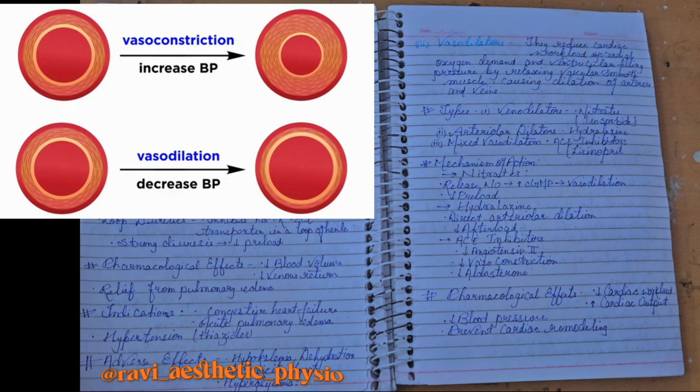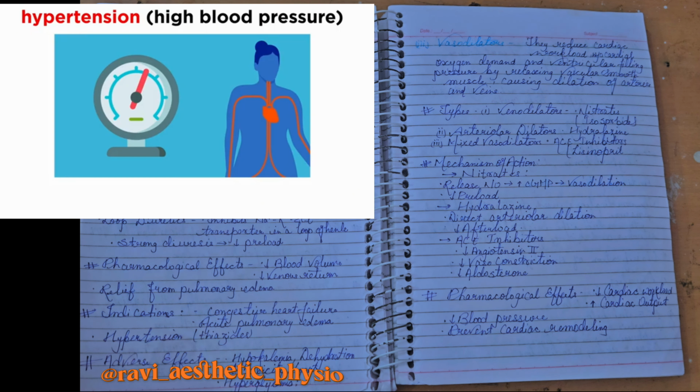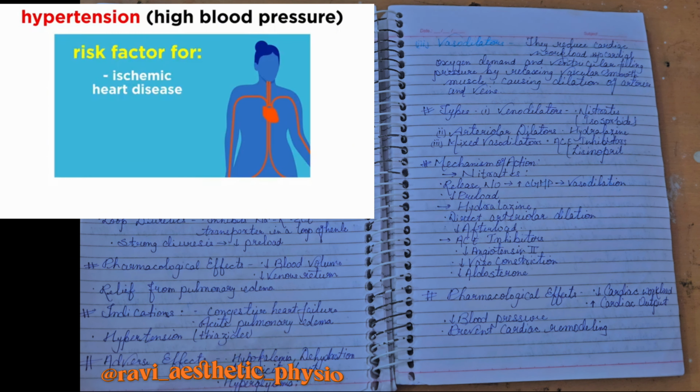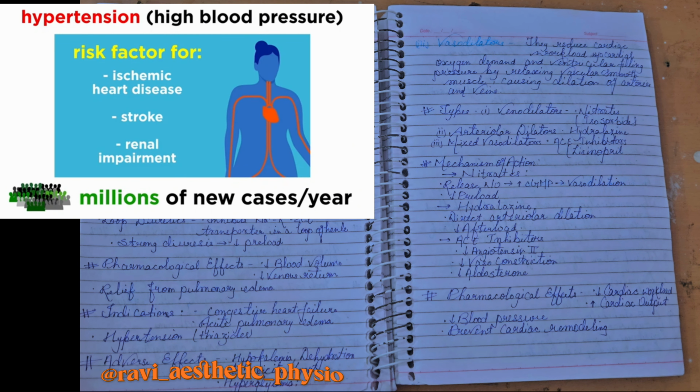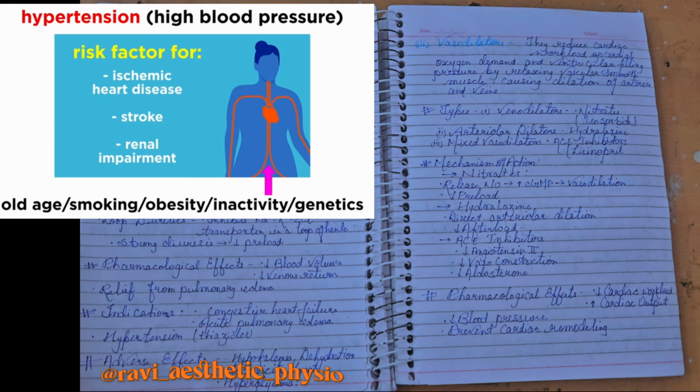So in the series of pharmacology, we are moving further and taking another topic, which is vasodilator. It is also a part of the cardiovascular system. A vasodilator is a drug. So why are we using the vasodilator?